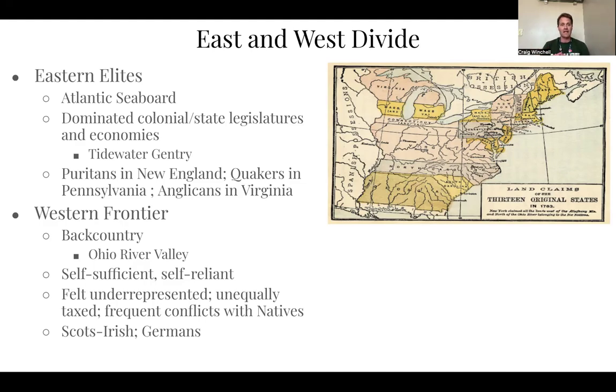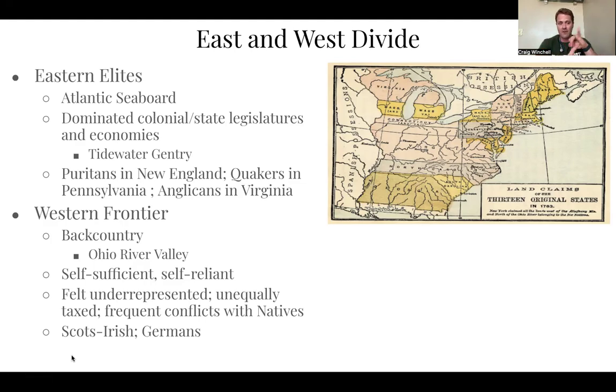The planter class, that's where the power is. And in all three regions, whether it be New England, the middle colonies, or the South, we're going to see the western frontier having conflict with the elites on the Atlantic seaboard. Usually these people are more self-sufficient, self-reliant. They feel unrepresented by their governments that are in more established areas. They're more frequently in contact with natives, and they're more likely to be non-British, right?